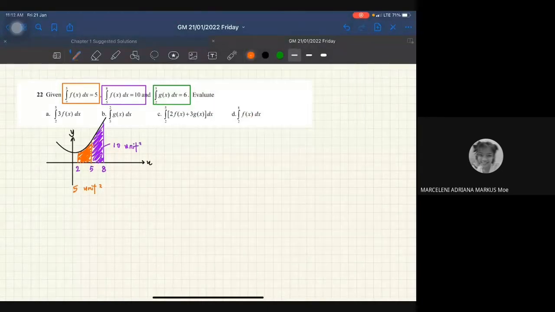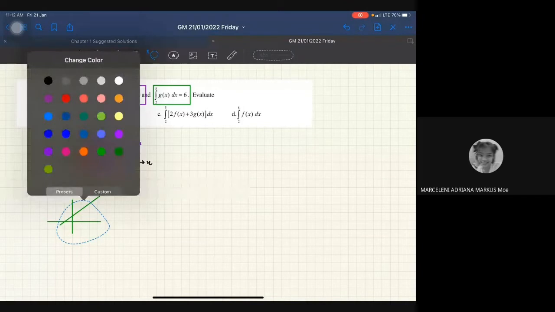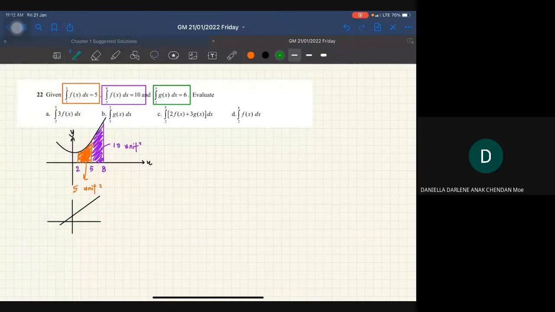Warna orange yang ni. Okay, so yang warna hijau dia adalah satu graf yang lain. Dia function yang berbeza sebab dia gx. So contohnya gx tu bentuk dia, saya buat kat bawah lah sebab dia warna lain. Sini contohnya. Okay, so dikata daripada 2 sampai 5. So this area from 2 to 5 is 6 units kan. Okay, so ini adalah gambaran definite integrals.